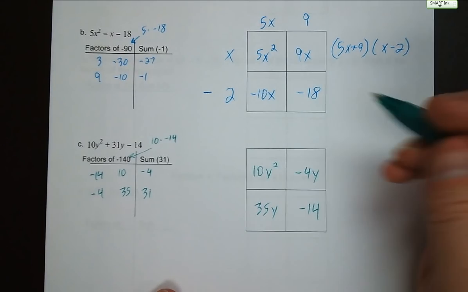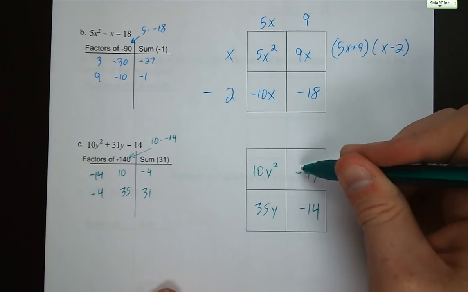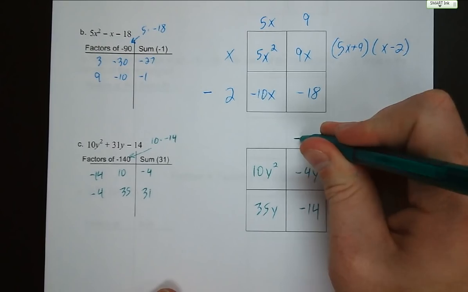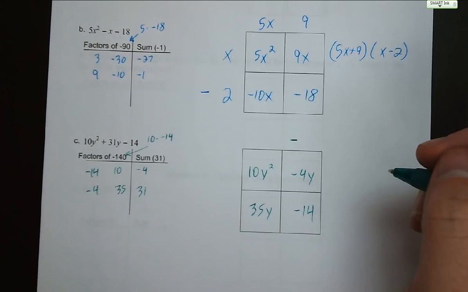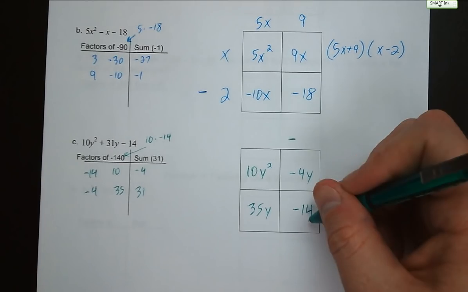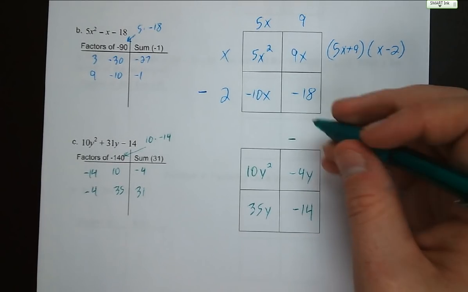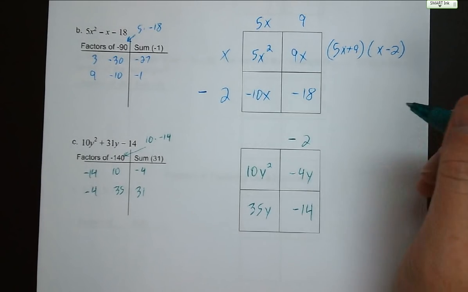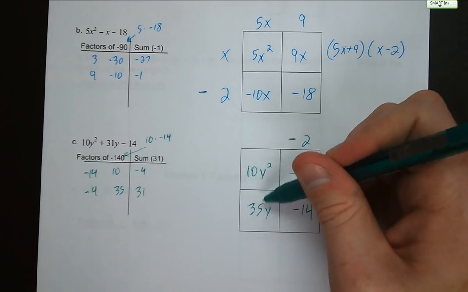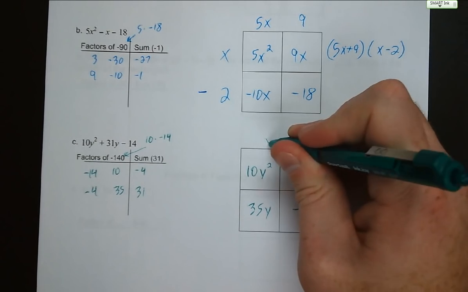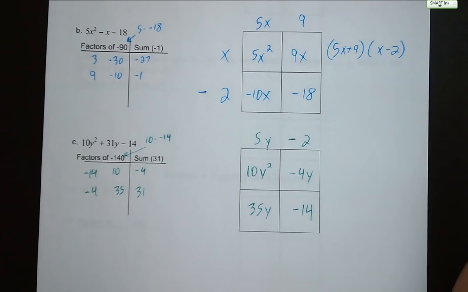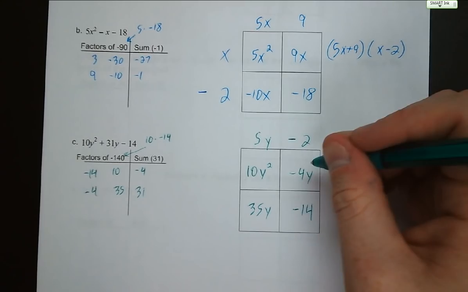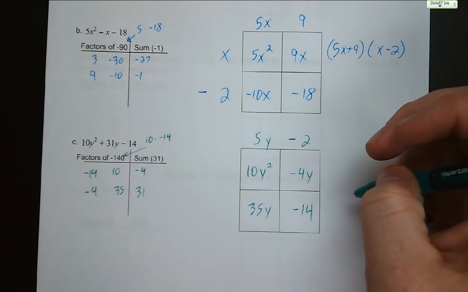So for this one, we've got our negative signs right here, so our negative comes above that box. And let's start looking for common factors. So negative 14 and negative 4, that has a common factor of 2. 35y, 10y squared, well, it's got a y, and 35 and 10 are both multiples of 5, so we have 5y. First row, 10y squared, negative 4y.